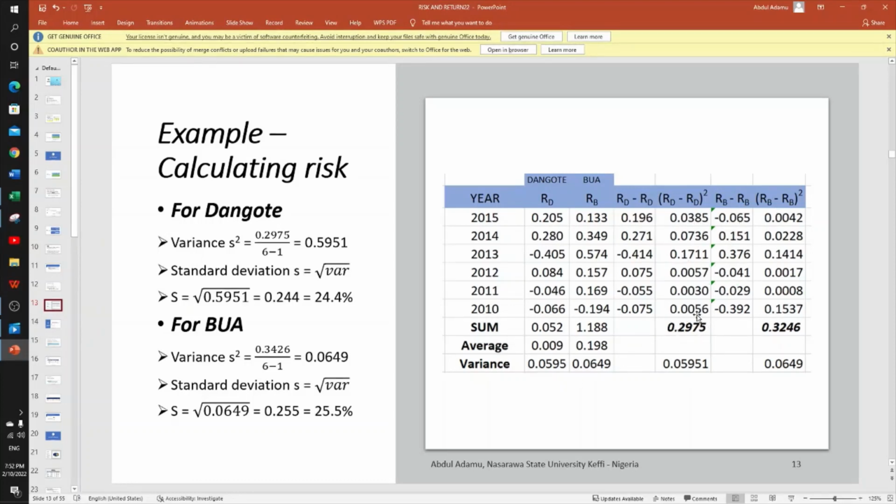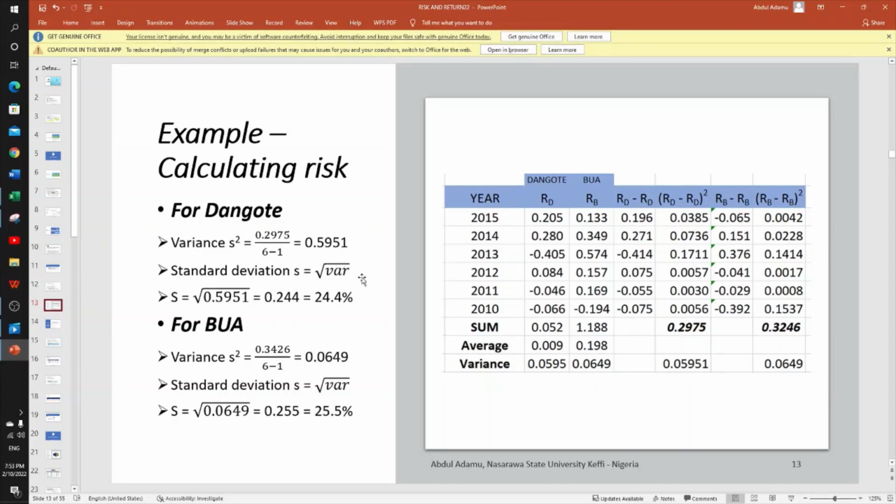So we just add it. When we add it together, it gives us the numerator in our formula. For Dangote, 0.2975, that is it here. We divide it by 6 years minus 1, so 6 minus 1, and we have 0.5951. Look at the value here. For BOA, we have 0.3246, divided by 6 minus 1, you have 0.0649. So that is how we calculate the variance.